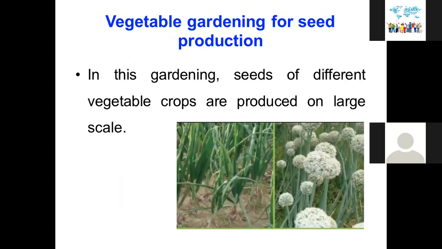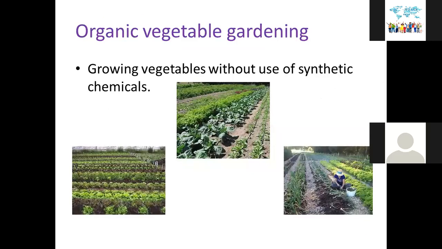And lastly, we also did talk about producing vegetables mainly for seed production, so that seeds are extracted. And then these seeds are well packed and sold on the market to the farmers. And that is known as seed production, vegetable seed production.